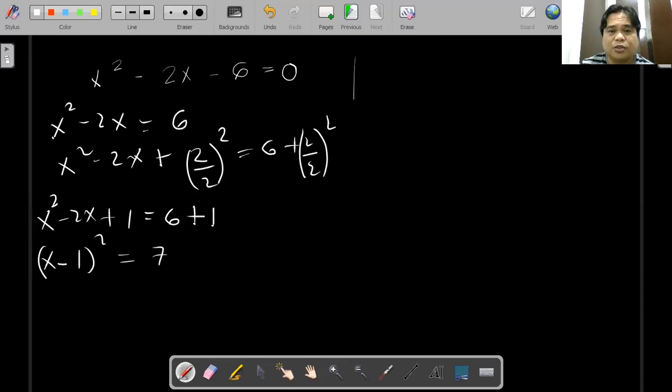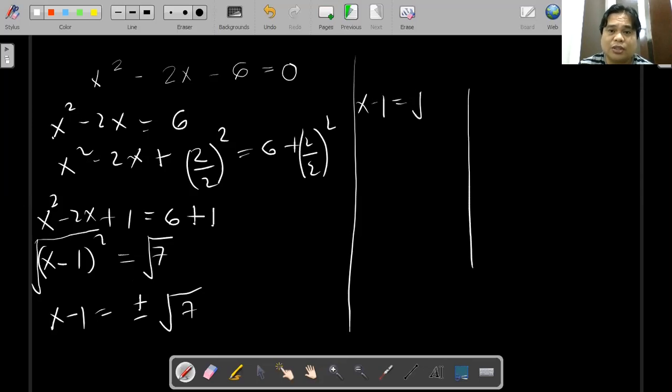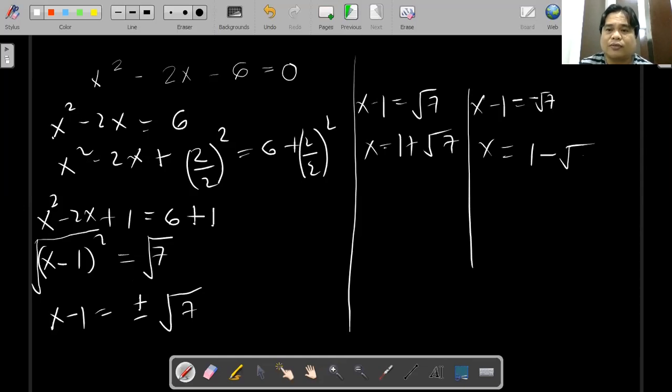Okay. So what to do next? Get rid of the exponent. So we get the square root of both sides. What will happen? You get x minus 1 is equal to positive and negative square root of 7. Okay. 7 doesn't have a perfect square root, so leave it as it is. Okay. So all you need to do now is just solve for the two values of x. You have x minus 1 equals square root of 7, and x minus 1 equals negative square root of 7. Okay, and then x equals 1 plus square root of 7, and x equals 1 minus square root of 7. Okay, those are the two values of x.